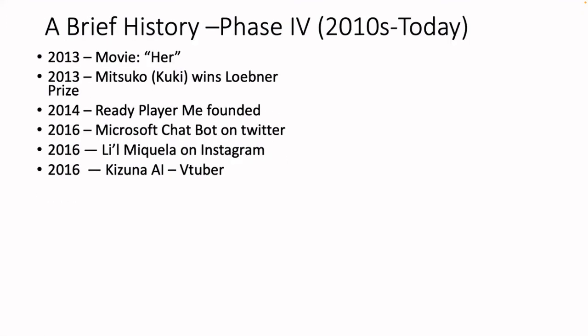Now, later that year, in 2016, there was a new virtual character introduced called Kizuna AI in Japan, and she became known as the first or most popular VTuber, which stands for video YouTuber. And she had 3 million followers, not on Instagram, but on YouTube itself.